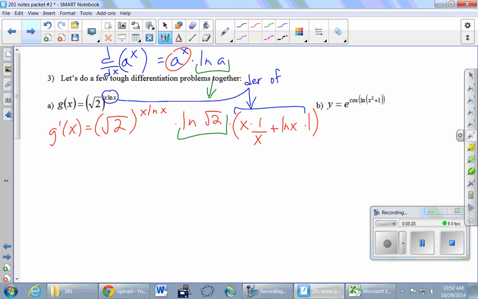Okay, let's look at part B. y equals e to the cosine of ln of x squared plus 1. So fundamentally, what is this first and foremost? It's definitely a bunch of chain rules. What's the first? This is e to some stuff. Right? That is what it is first and foremost. So I'll put up here my derivative of e to the stuff rule.